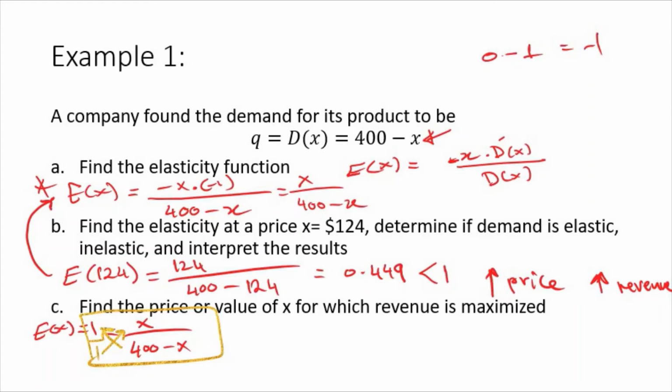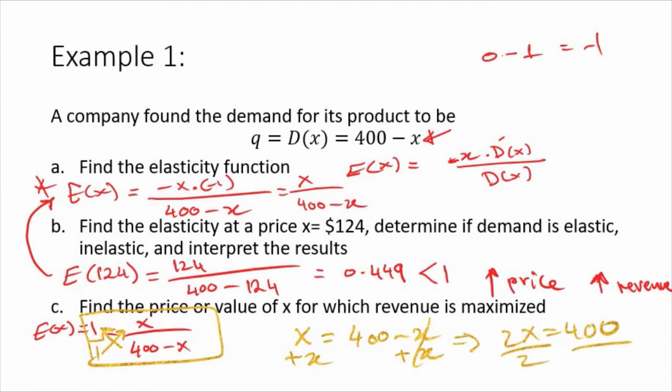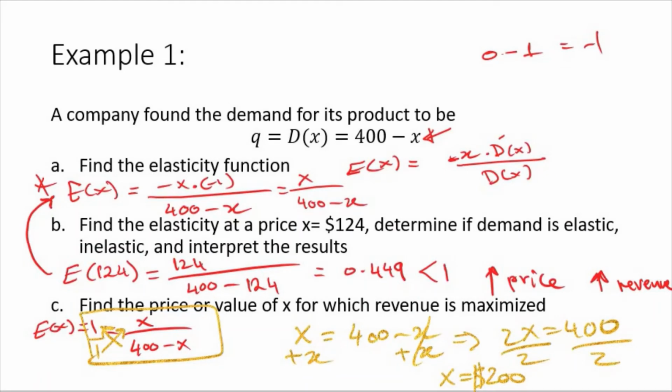So we have 1 here in the denominator times x is equal to 400 minus x times 1, which is 400 minus x. And now we want to solve for x, so we're going to gather the x's together. We're going to add x to both sides. So that will give us 2x is equal to 400. I divide by 2, and eventually I'll get x is equal to $200. So to maximize the profit, I'm going to set the price to be $200 in this case.